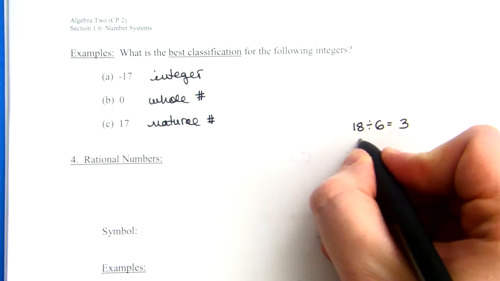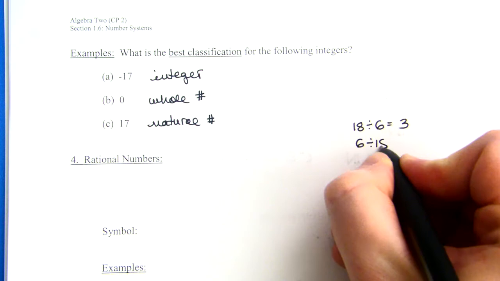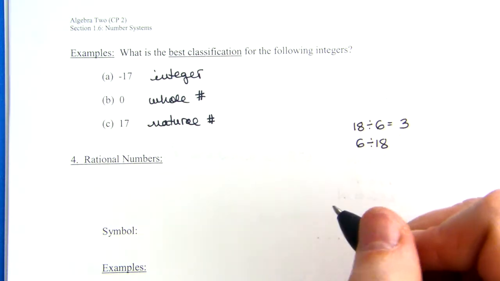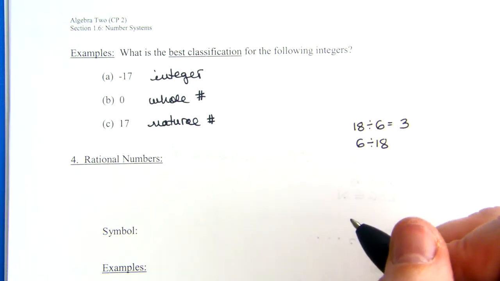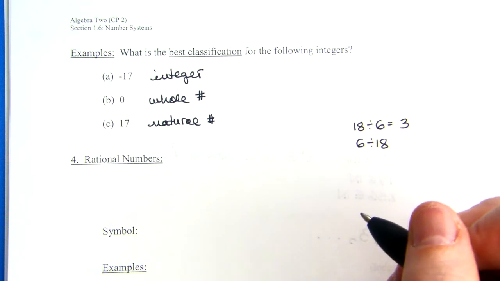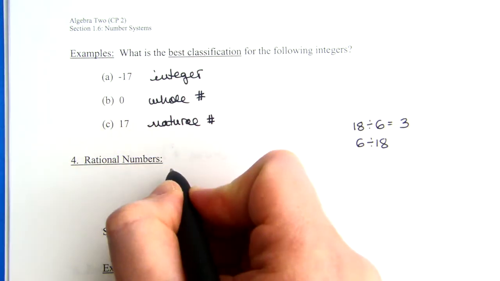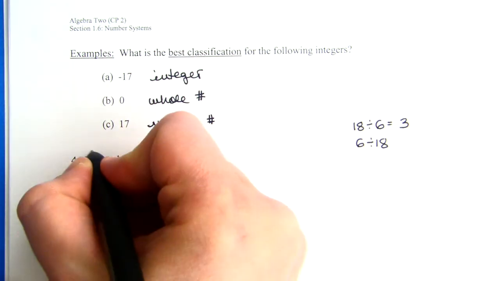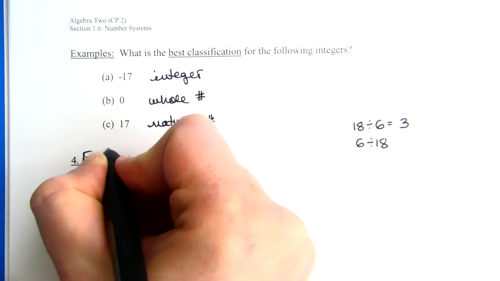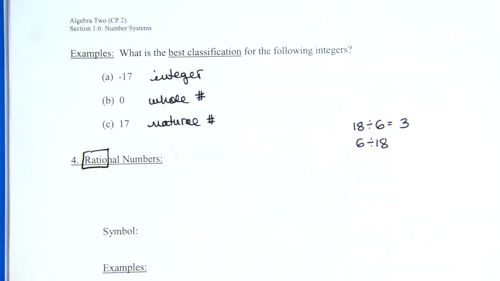Well, actually, what if I just do 6 divided by 18? That's going to give me a fraction, and I don't yet have a number system that lets me deal with fractions, so I need to make my number system a little bit bigger so I can deal with fractions. And here enters the rational numbers. Rational has the word ratio in it, and ratio means fraction. Rational numbers are numbers that can be written as fractions.